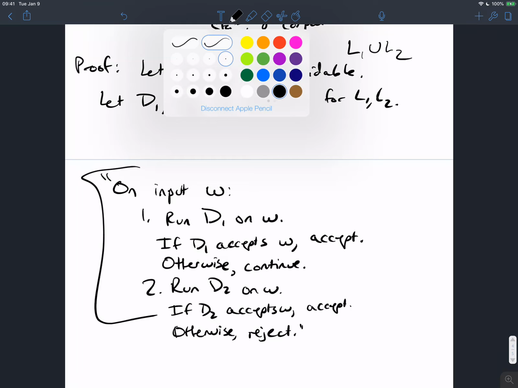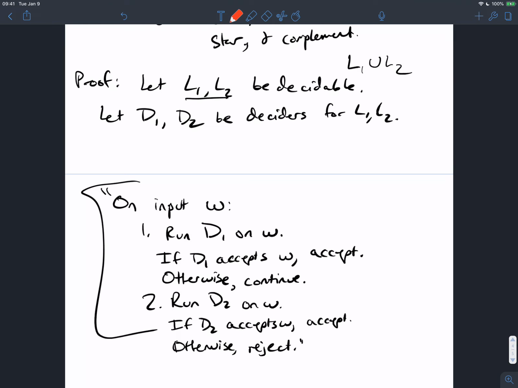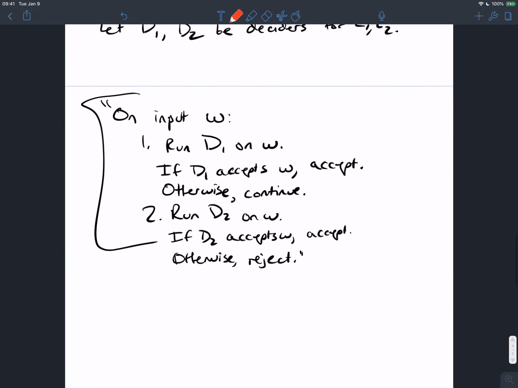Okay, for intersection, how would I change what we just did for union? They both have to accept. Right, they both have to accept. So what would I do here for this accept? Should it be accept there for the intersection? No, it should be a continue instead. What about this otherwise continue? What should the continue be in that sentence? So reject. Because if one of them says no, can it be in the intersection?